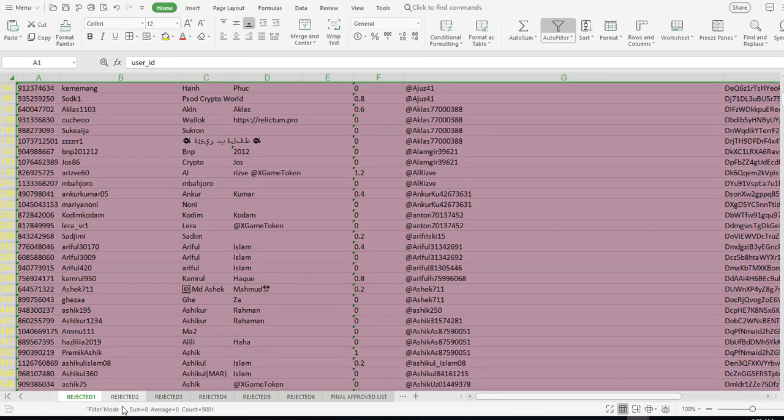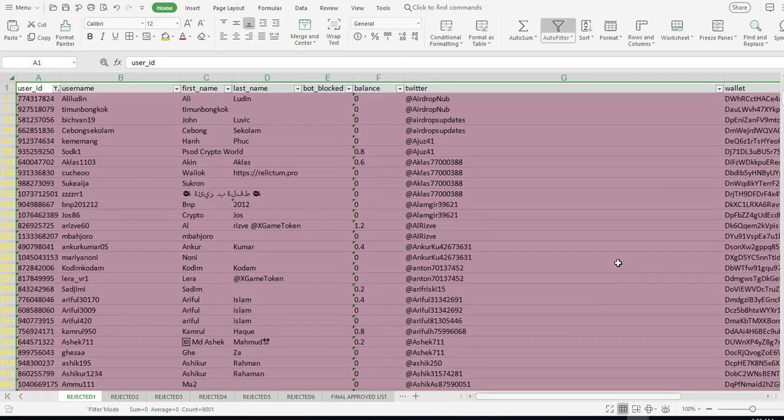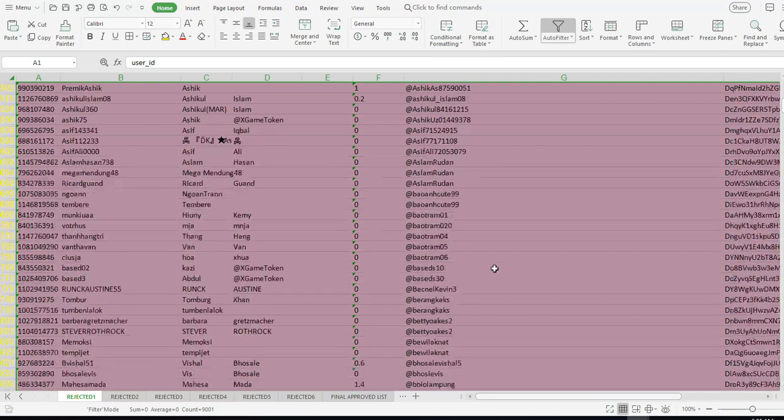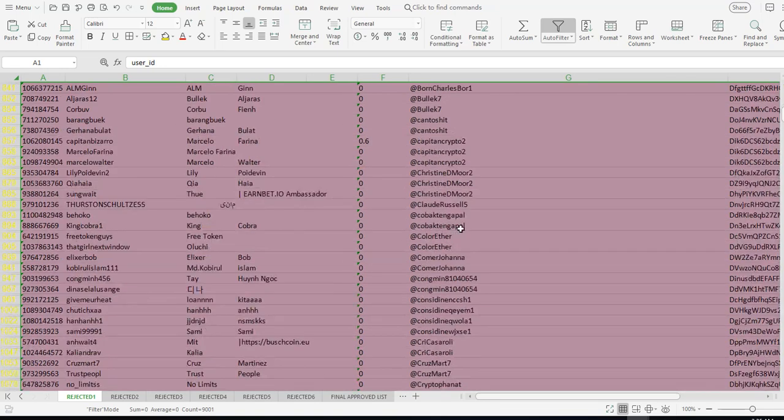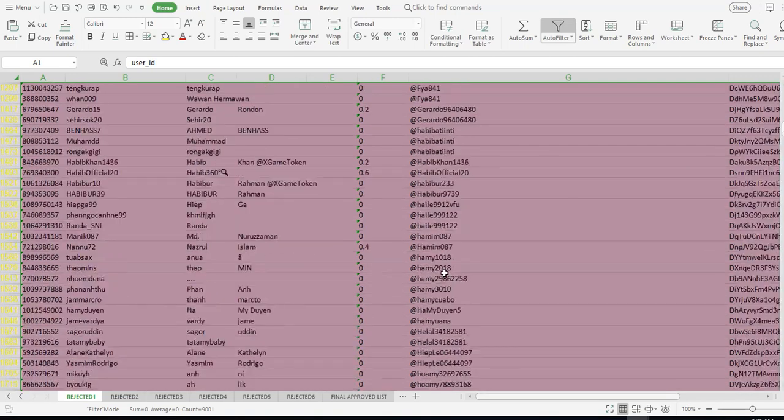Now look at rejected. We'll explain all these ones. When you check the names, look at airdrop knob. This is an indication that this belongs to one person, so it has to be screened out. Look at one person using these 4 accounts. Look at, you see, many like that. Look at Botram 04, Botram 05, Botram 06. This is definitely the same person, so we screen them out. Look at Cryptoans 2. So there are many like that belonging to one person.